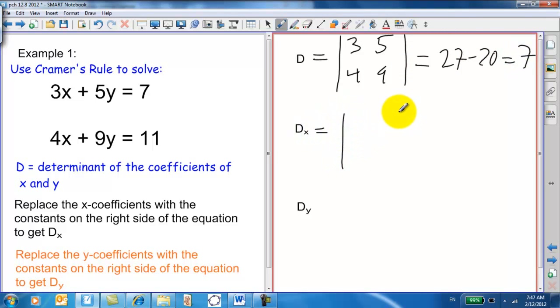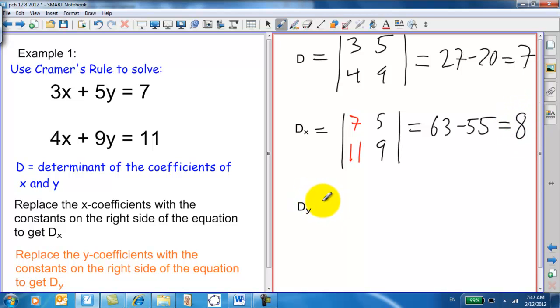D sub x looks just the same as D, except you come along and you erase your x column and replace it with 7 and 11, because that's the constant column. So that's D sub x, and from that we get 7 times 9 is 63 minus 55. I believe we get something like 8.